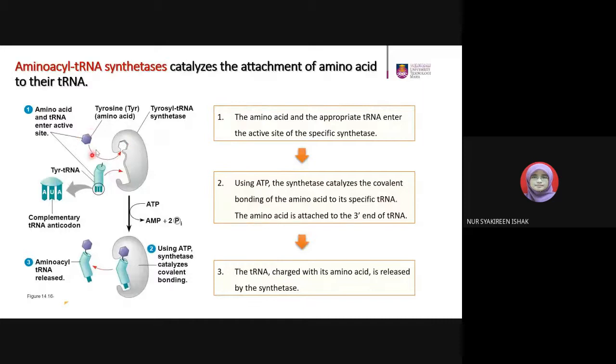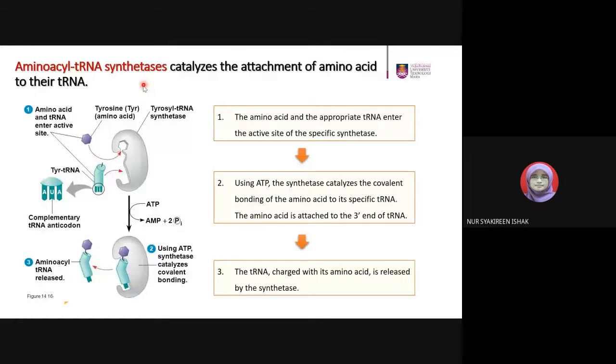So in this case, the amino acid is tyrosine. The enzyme is also specific for the tRNA and also the amino acid. Because it brings in tyrosine, the enzyme is called tyrosyl tRNA synthetase. So kalau macam maksudnya dia nak attach different amino acid to different tRNA, it will use a different amino acid tRNA synthetase according to the type of amino acid and also the type of tRNA.